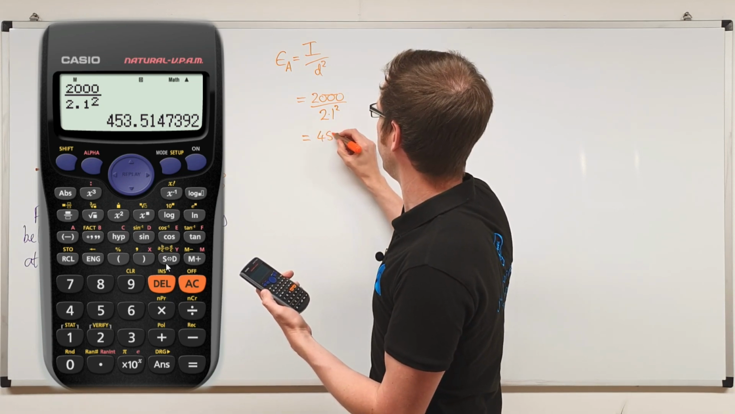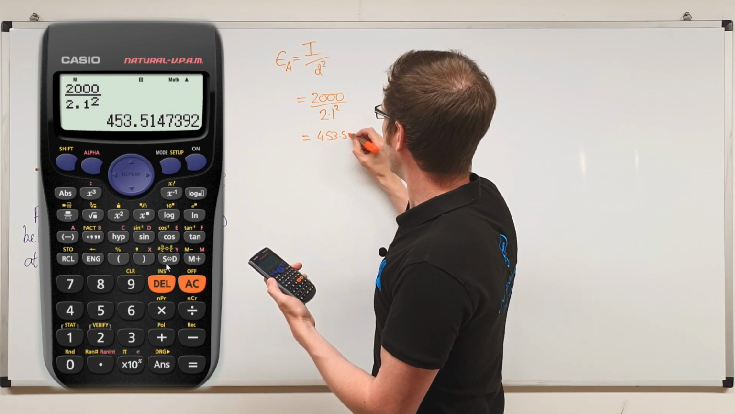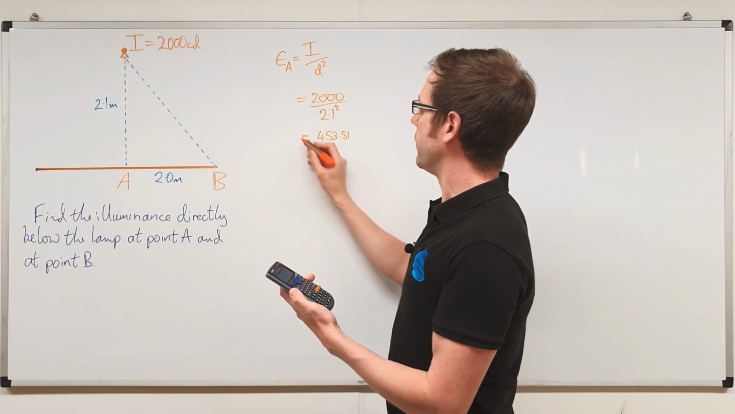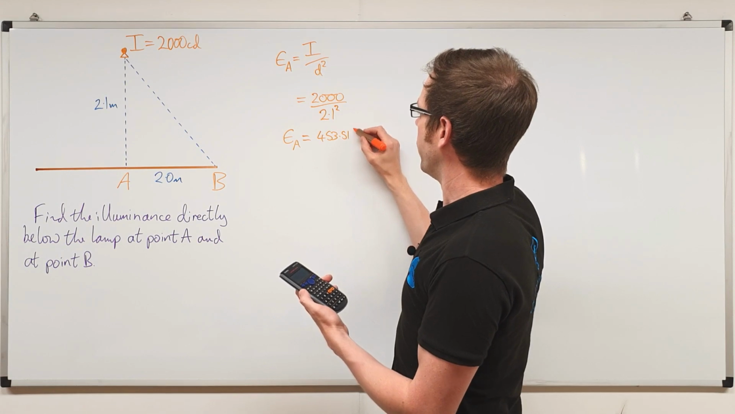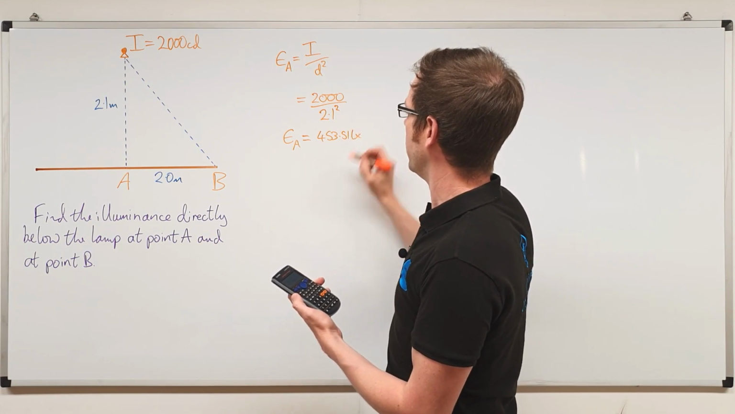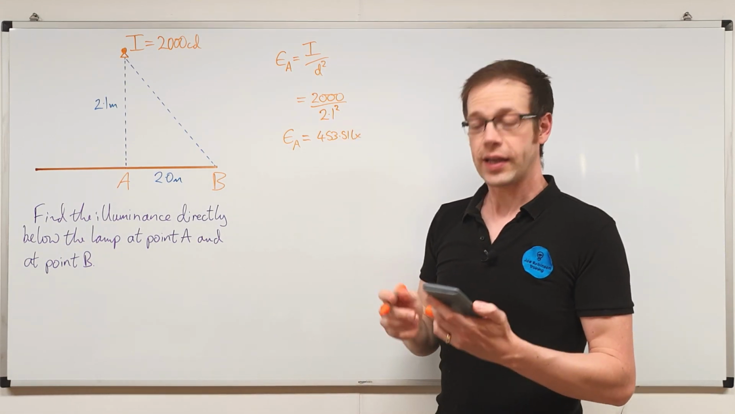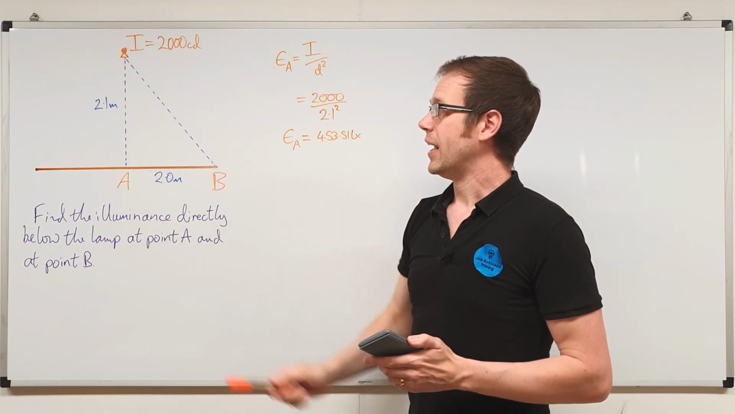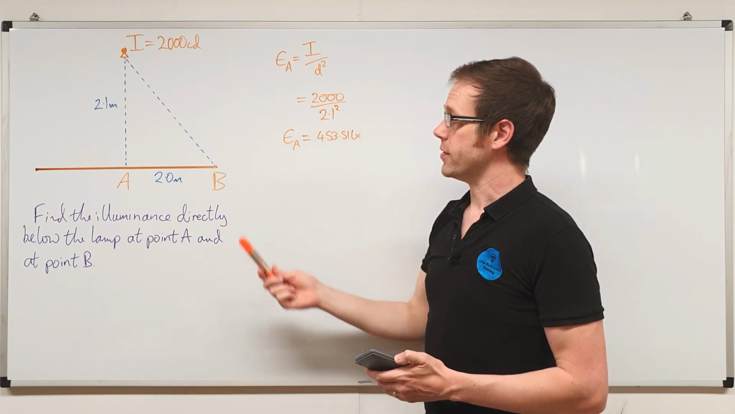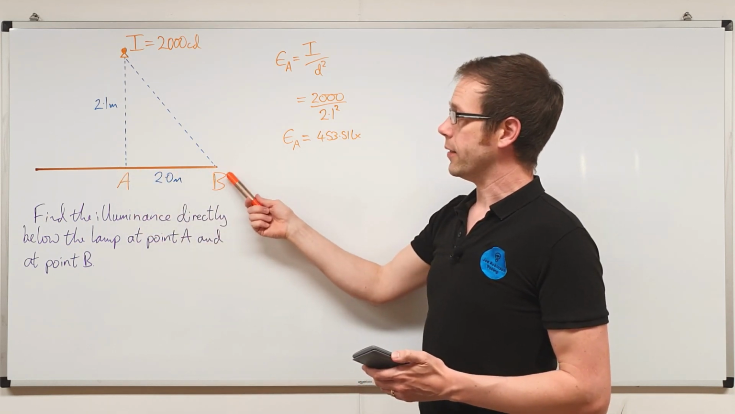453.51. And remember, the unit for illuminance, in this case at point A, is 453.51 lux, like that. So we've figured out what the illuminance is at point A, directly below the lamp. And now we've got to try and figure out what the illuminance is at point B over here.